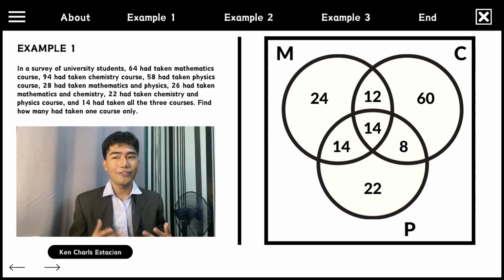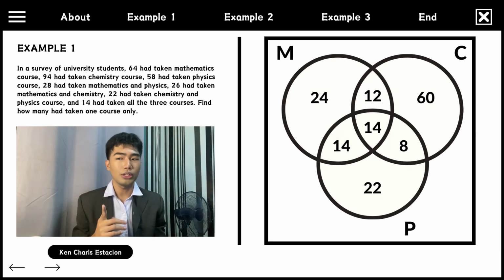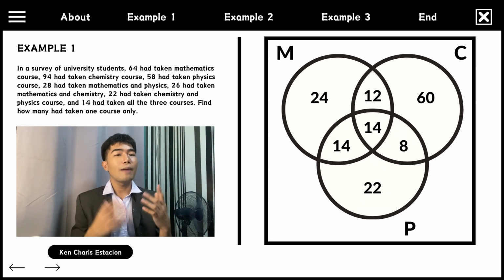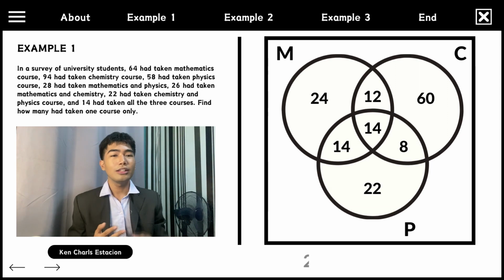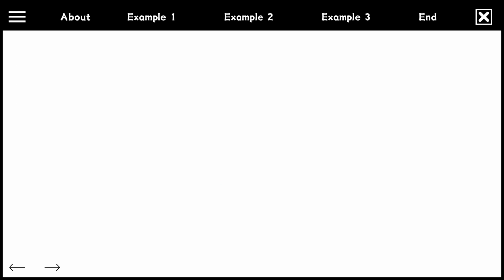Now that the table is finished, the problem requires us to find how many students have taken one course only. As we have calculated in the table, 24 students had taken only math, 60 for chemistry, and 22 for physics only. To get how many students had taken only one course, we have to add them all together. 24 plus 60 plus 22 is equal to 106. And that's the amount of students who have taken only one course. Now for the next problem.